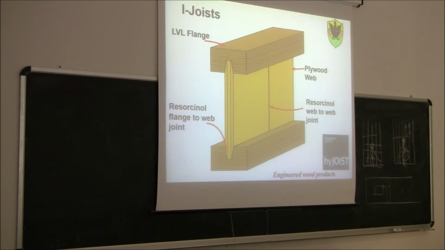Because in this way, you basically get the web, whose main function is to carry the shear force, and then you have the two flanges, whose main purpose is to resist bending. So in this case, you see the two flanges are made of LVL, and the web is made of plywood. Then these joints here are glued joints, as well as this vertical joint. They are all glued together.